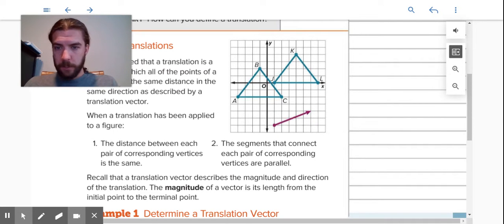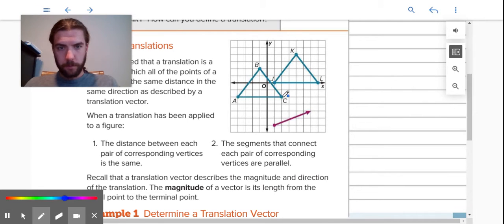Okay, now, the segments that connect each pair of corresponding vertices are parallel. So remember, a line segment is a section of a line that's bounded by 2 points. So they haven't drawn them, but C to L, you could draw a line segment between those 2 points. You could draw one between B and K, which let me just do.